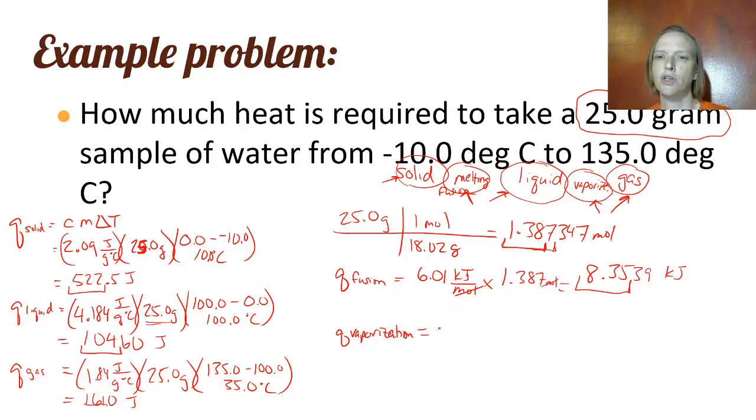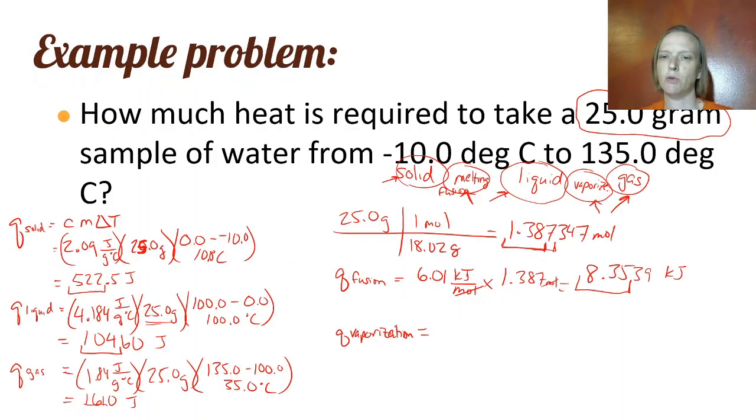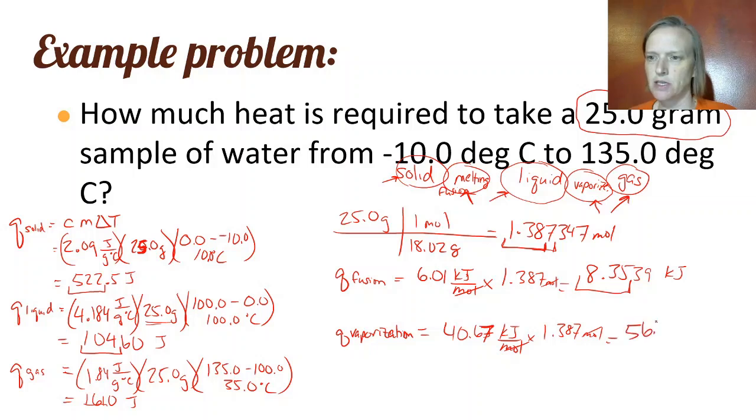My Q of vaporization, this time, the heat of vaporization is 40.67 kilojoules per mole. Again, I'm multiplying by the 1.387 moles. Those moles cancel out. I'm going to have kilojoules as my answer. So if you do the math here, you should get 56.53 kilojoules, and that is only accurate to 3 significant figures.